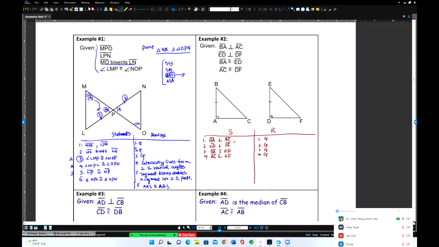From here, we have to go which way? Side, side, side; side, angle, side; angle, side, angle; angle, angle, side in general. Or the other one is hypotenuse leg. Which way do you have to go? Check it out. This is one side, and one angle. We got the side, angle.